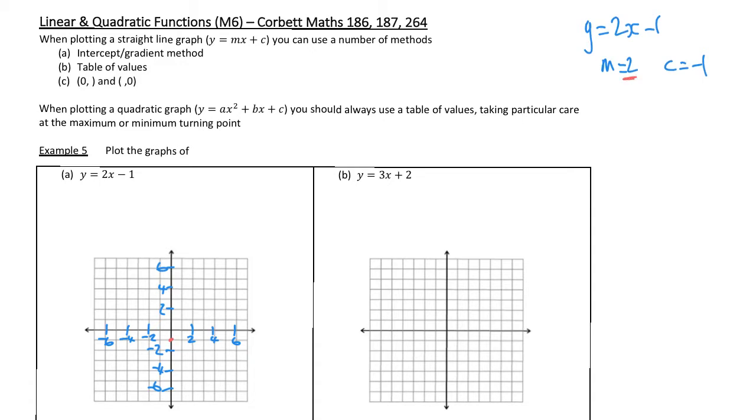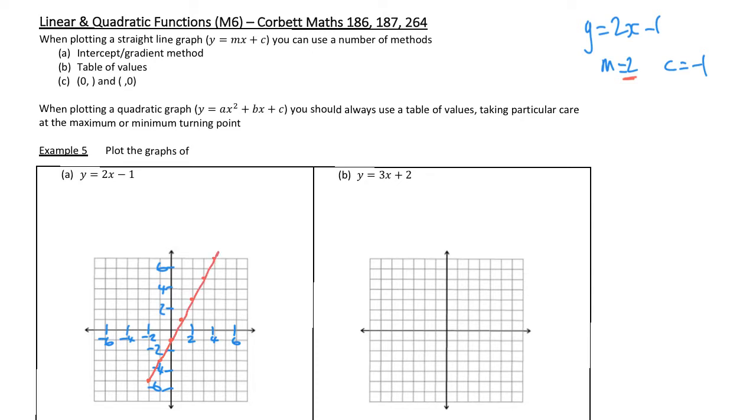The gradient of 2 means that for every 1 unit we go across, we'll go 2 units up. So the next point will be here. And the one after that, 1 unit to the right and 2 up. And we could also go 1 unit to the left would be 2 down. And what we've got is a nice straight line.